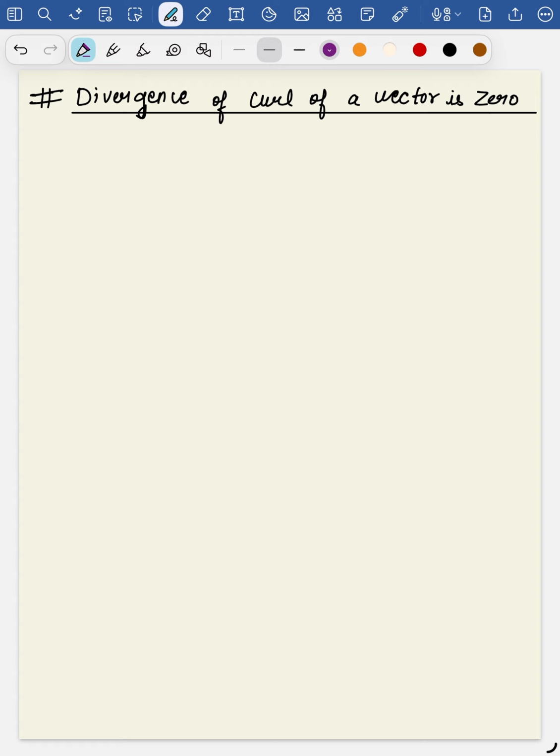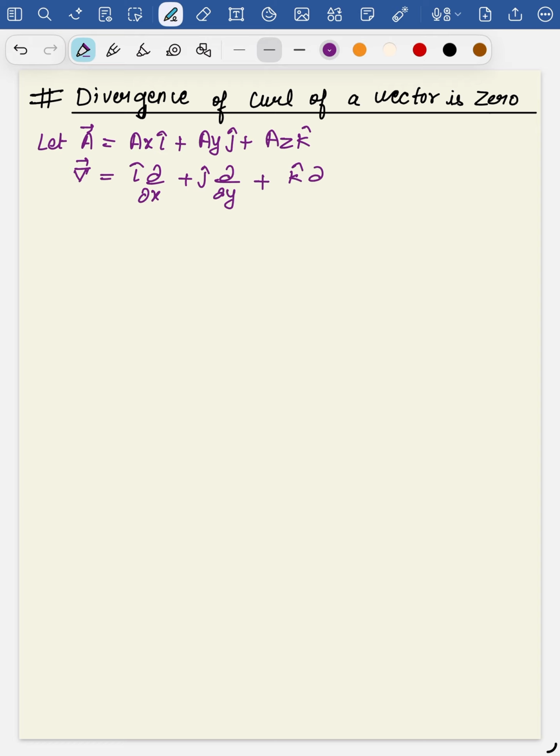So the first property is divergence of a curl of a vector is zero. Suppose the vector A is Ax i cap, Ay j cap, Az k cap, and we know the value of the del operator is i cap del by del x, j cap del by del y, k cap del by del z. So we have to find the divergence of the curl of a vector. We have to prove that the value of this is equal to 0.